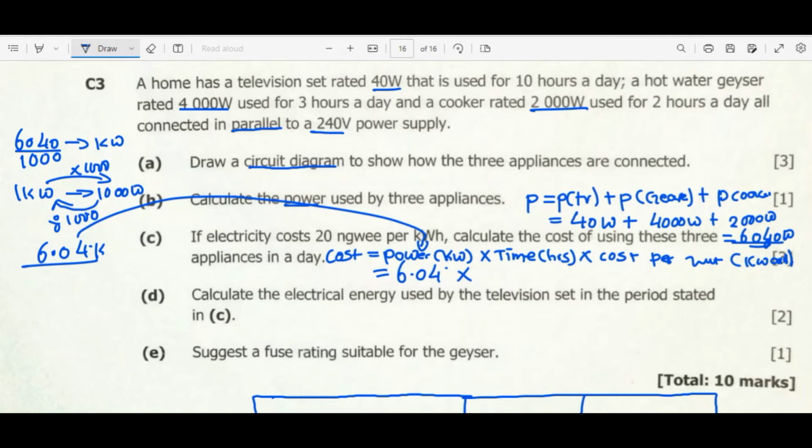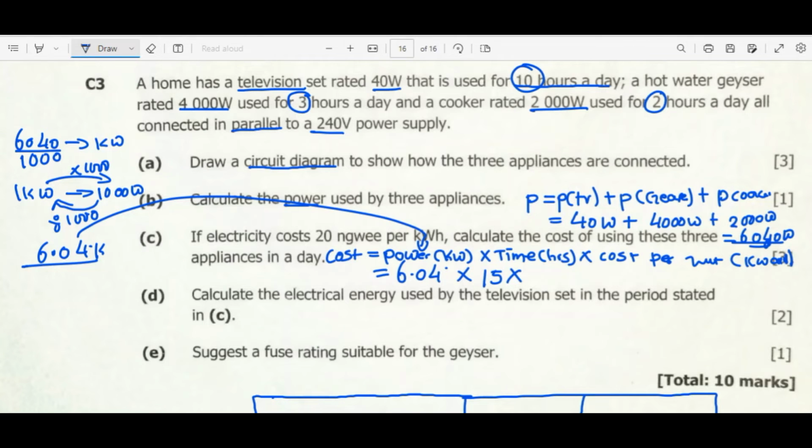Now let's look at the TV. So the television was used for 10 hours in a day, plus 3 hours for the geyser in a day, plus 2 hours for the cooker in a day. So the total is 10 plus 3 is 13 plus 2 is 15. So multiply by 15 hours.